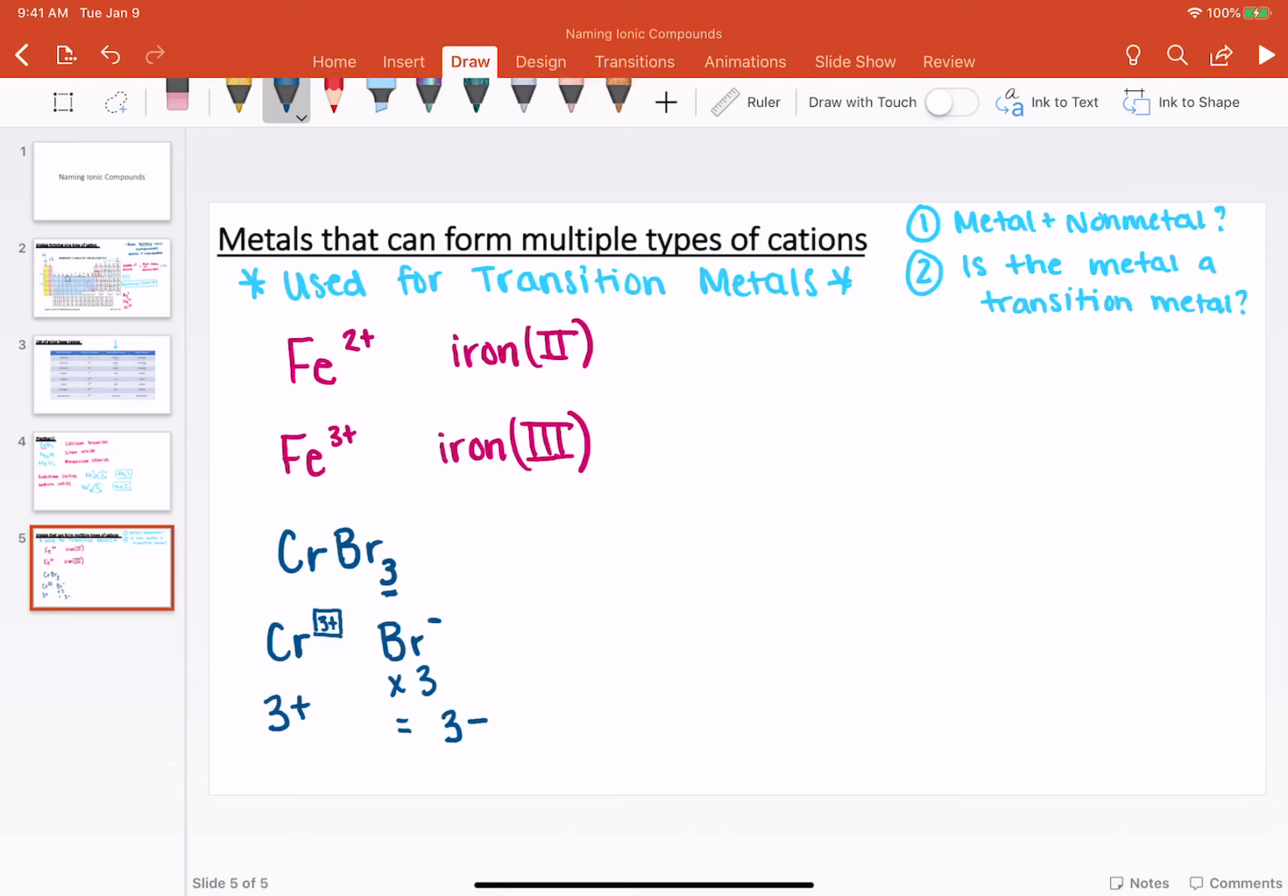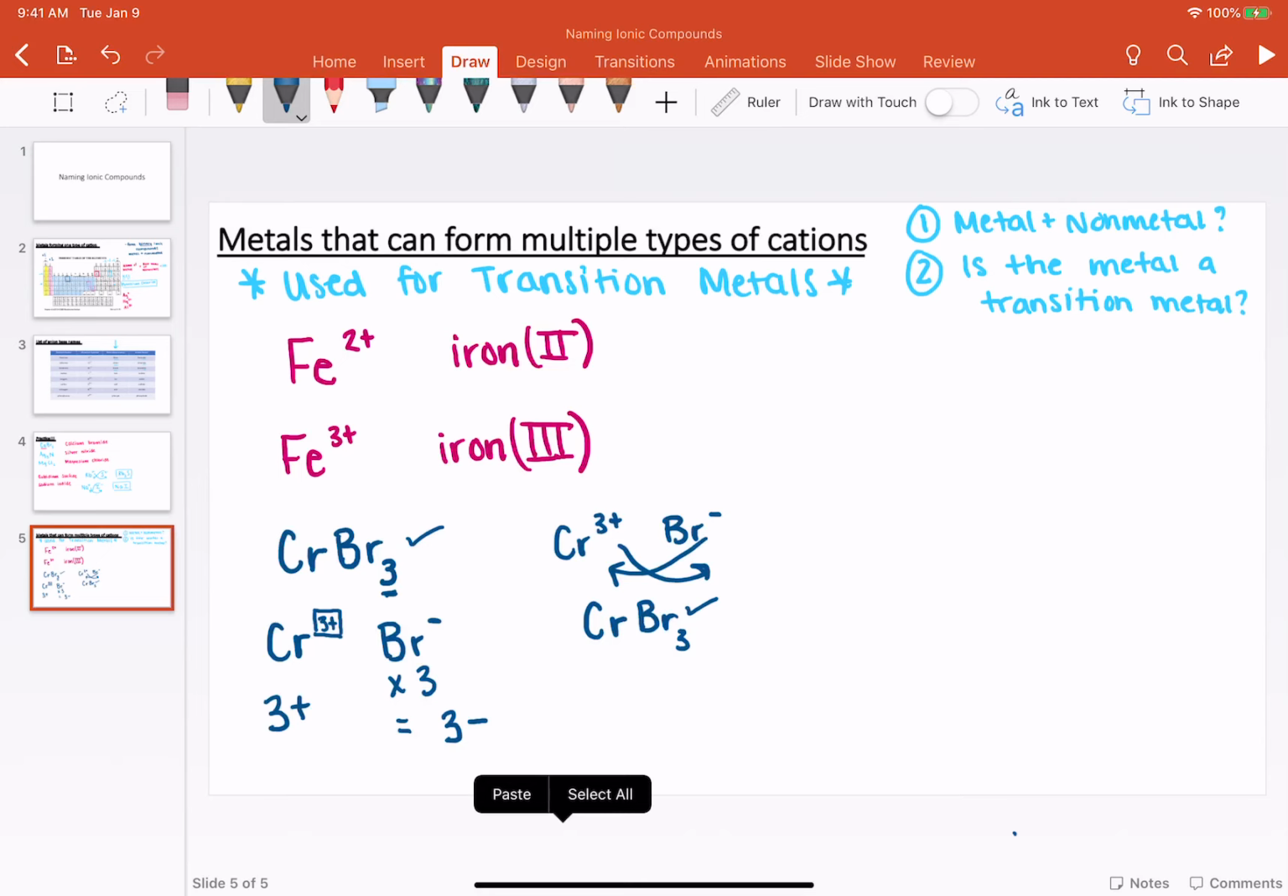And we can go back and check our work. We can try Cr3+ and Br- and flip our charges down to the bottom and make sure that we end up with the same thing that we started with. So CrBr3, that checks with the problem that we were given, so we know that we did that correctly.